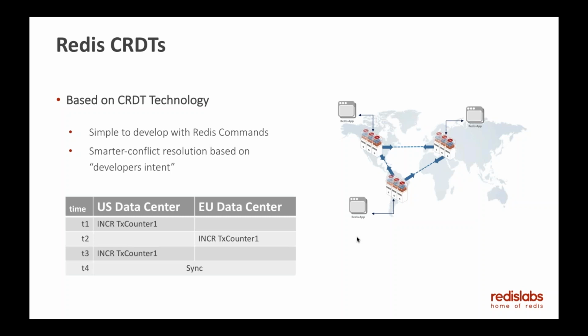my credit card. When the synchronization happens, because the incr method indicates to us that the operation, the developer's intent, was to count these operations, we end up with the correct result of 3. Even though at T3, the US data center thought there were 2, and the European data center thought there was only 1 transaction, when they synchronize, they conclude that there are 3 transactions in total and agree on that result.